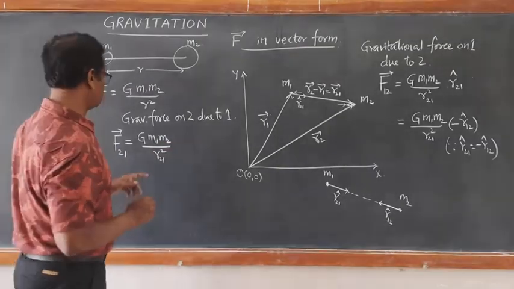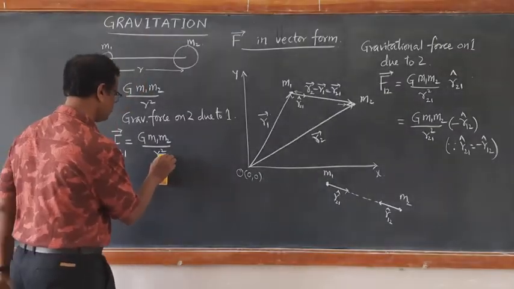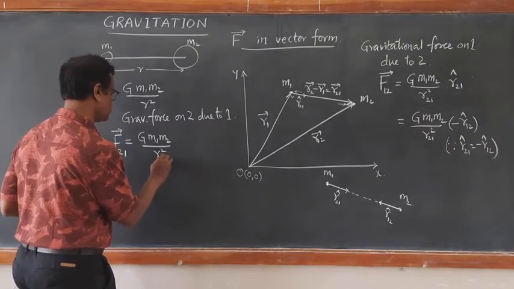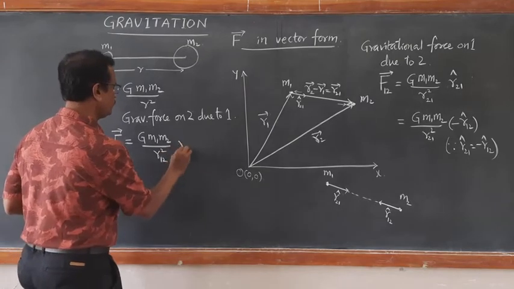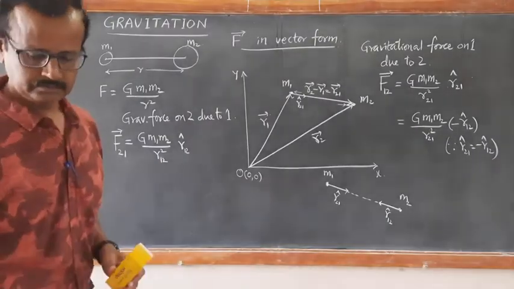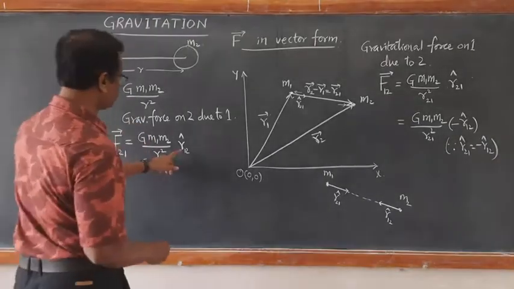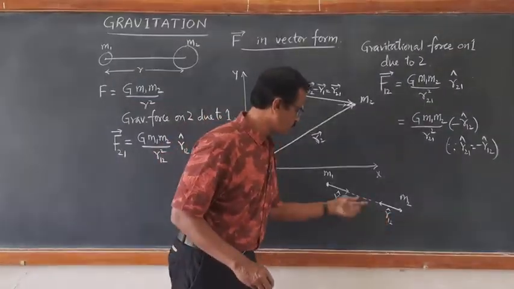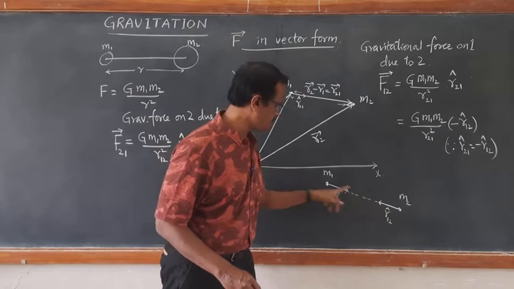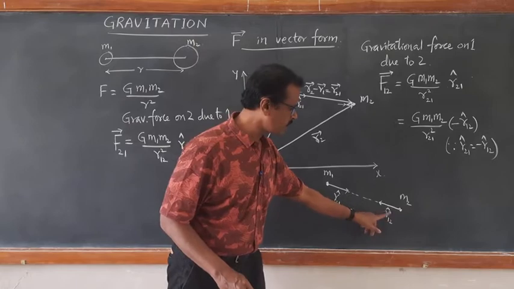R12 square, because R12 square into the unit vector R12 cap. So what is the direction of R12? I have shown here: force on 2 due to 1 is directed towards the center of M1. Therefore, it is having the unit vector R12 cap.